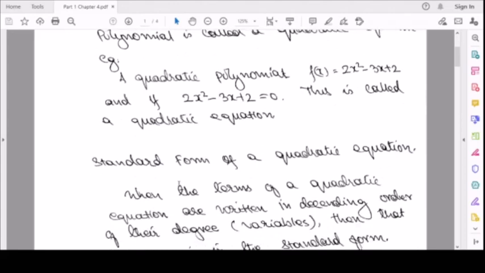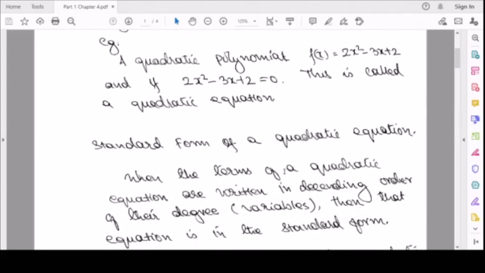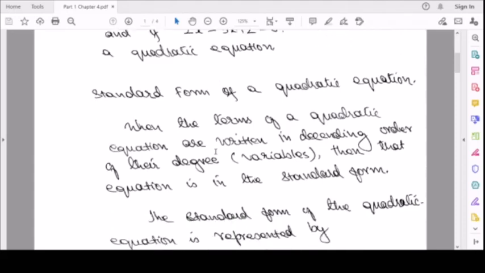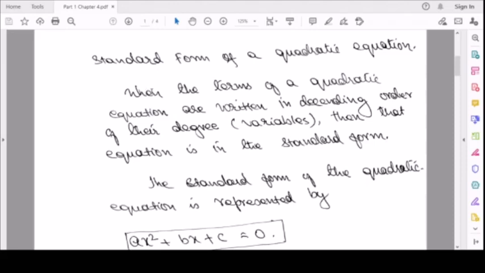Okay, now let's come to the standard form of a quadratic equation. What is the standard form of a quadratic equation? When the terms of a quadratic equation are written in descending order of the degrees of their variables, then that equation is in the standard form. Now, what is their degree?